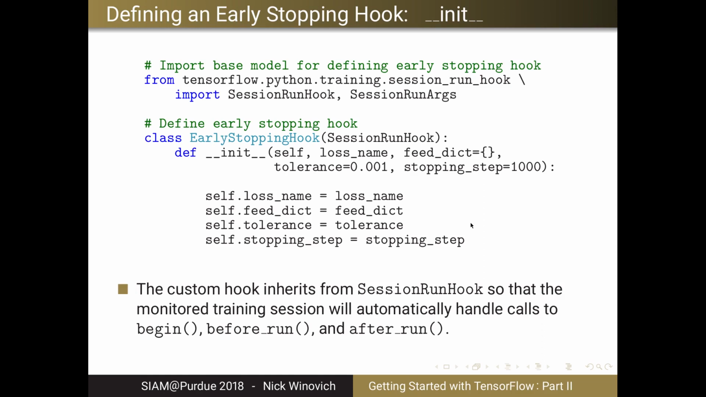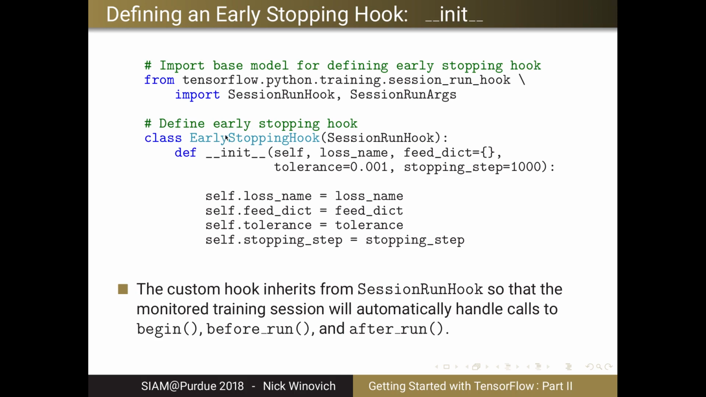So I just gave an example here of an early stopping hook, which is not implemented in TensorFlow, at least as of the writing of these slides. And what we want to do is basically import a base model. So our SessionRunHook, we want to get that as a template, and SessionRunArgs will be used to pass the requests for arguments to the session. So I'm going to define a class. It'll be an EarlyStoppingHook. It will have a few methods.